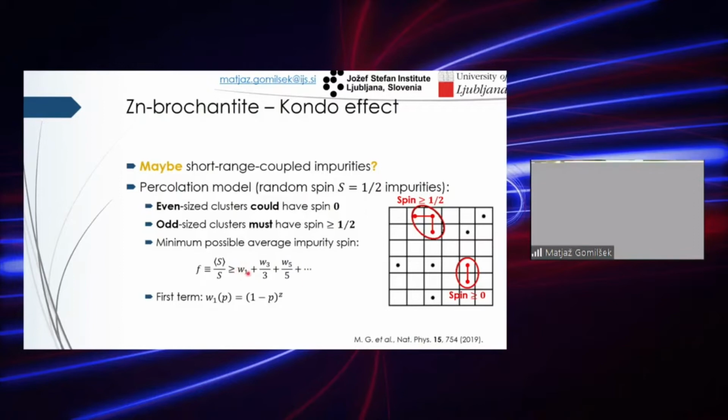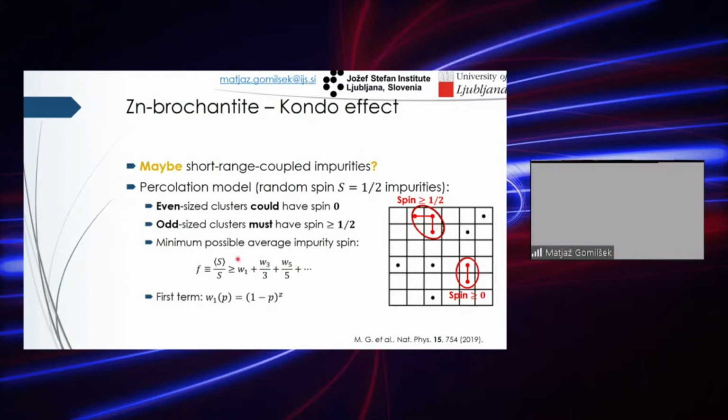So the first term is the contribution from impurities that are free, so with no neighboring impurities. This is 1 minus the impurity concentration to the power of the number of neighbors an impurity has in the lattice of possible impurity sites. W3 is the probability of having a cluster of 3 impurities, like shown on the figure. W5 is for 5 impurities in a cluster, and so on.